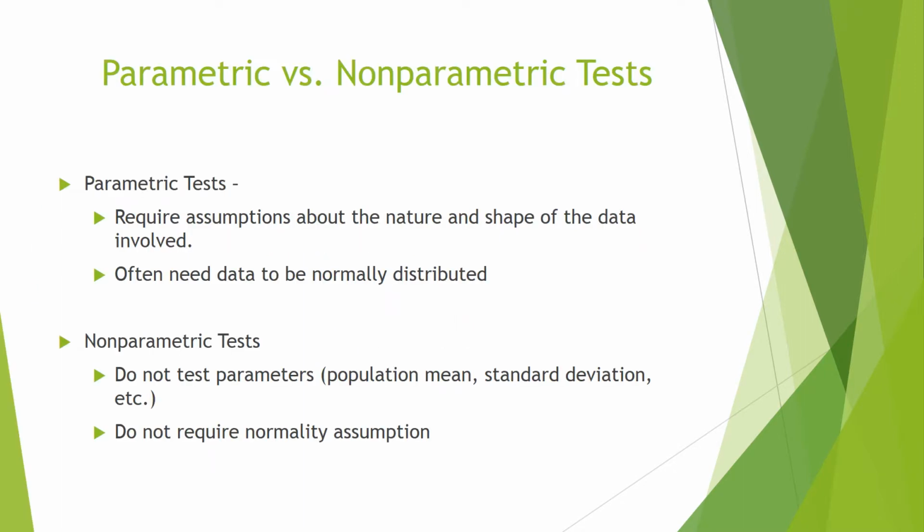Parametric statistics does require assumptions about the nature and the shape of the data involved. Often the data needs to be normally distributed, and we are testing parameters such as comparing means, or comparing population standard deviations, or drawing inferences about population proportions. In non-parametric tests, we do not use parameters like the population mean, or the population standard deviation, or the population proportion, and they do not require normality to be assumed.